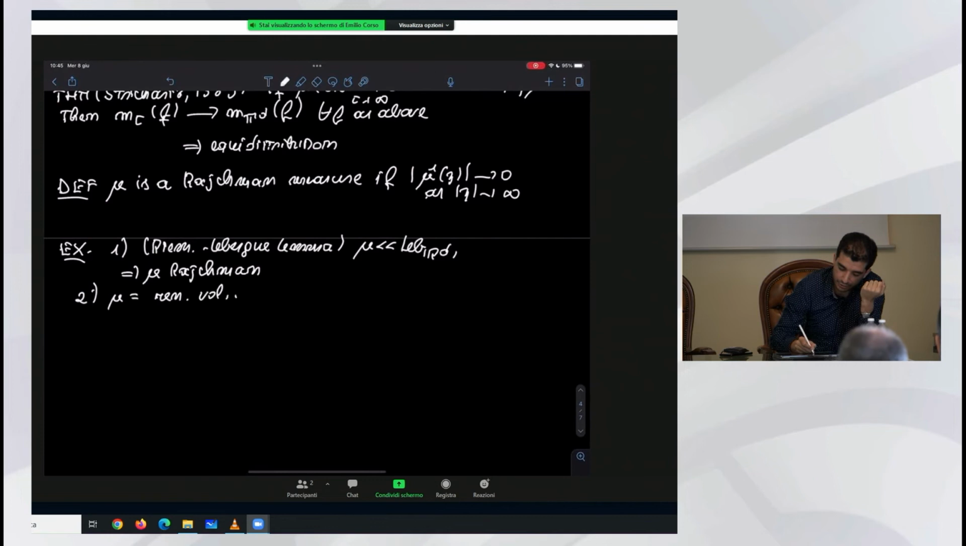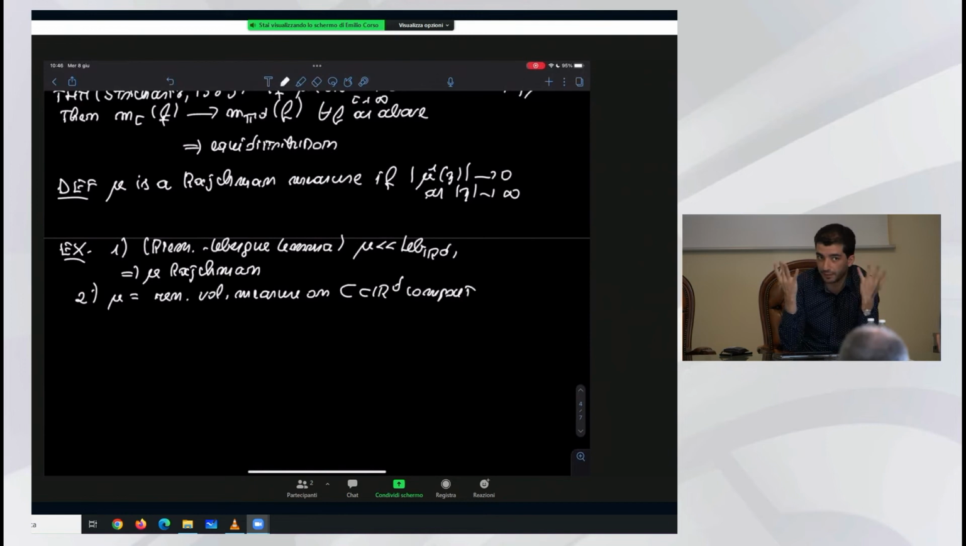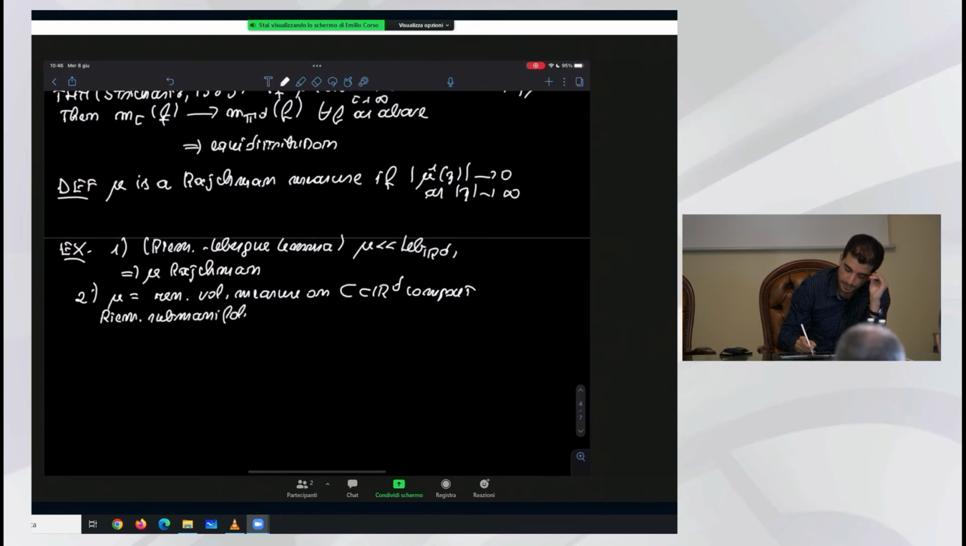And so what happens if mu is a renormalized volume measure on some C in R^d, which is a compact Riemannian submanifold? For instance, a sphere. Just consider the case of a sphere. Well, in general, of course, you cannot expect equidistribution. There are some obstacles. For instance, no equidistribution in general.